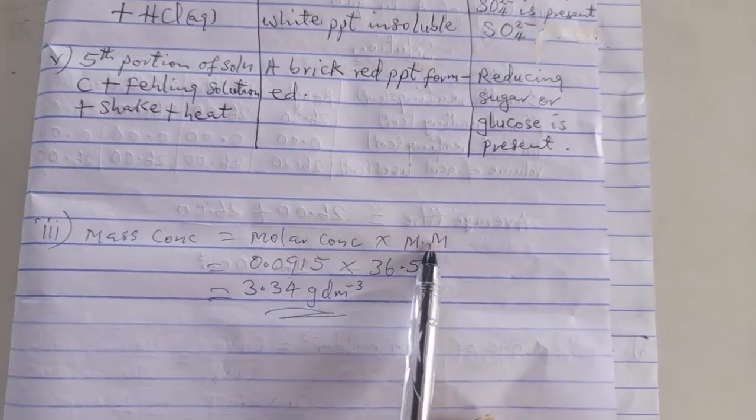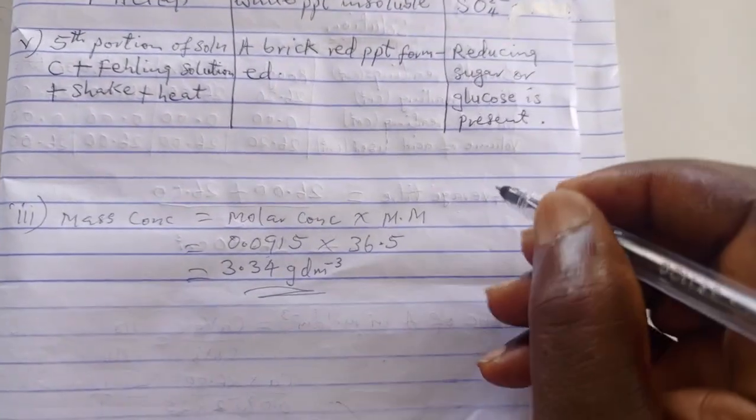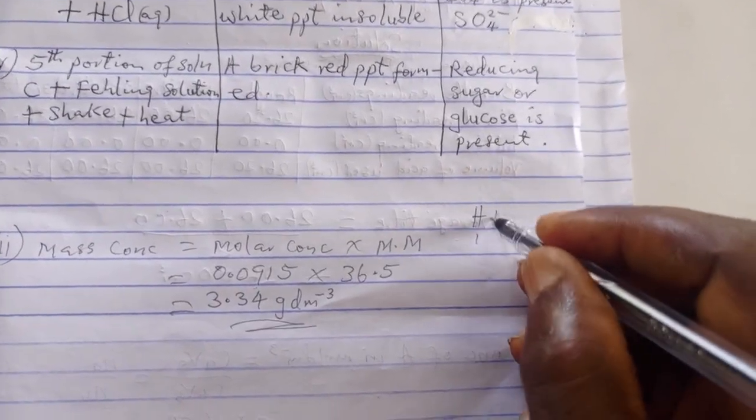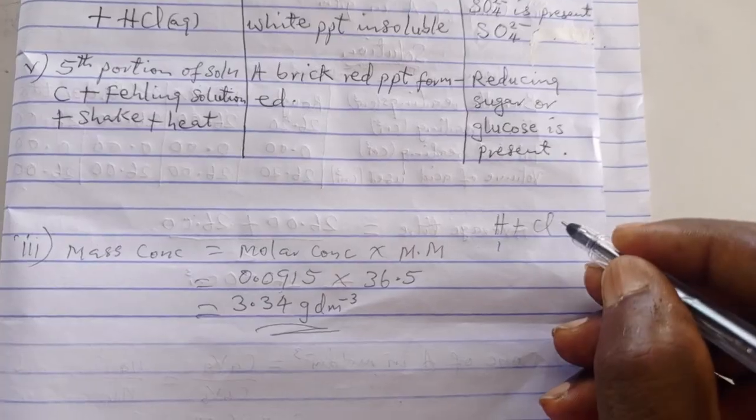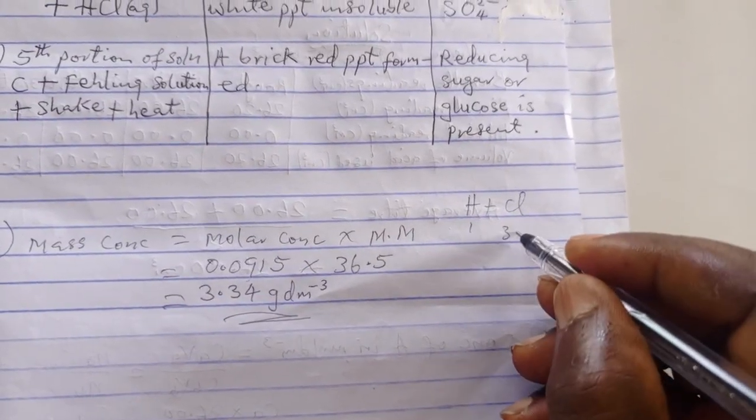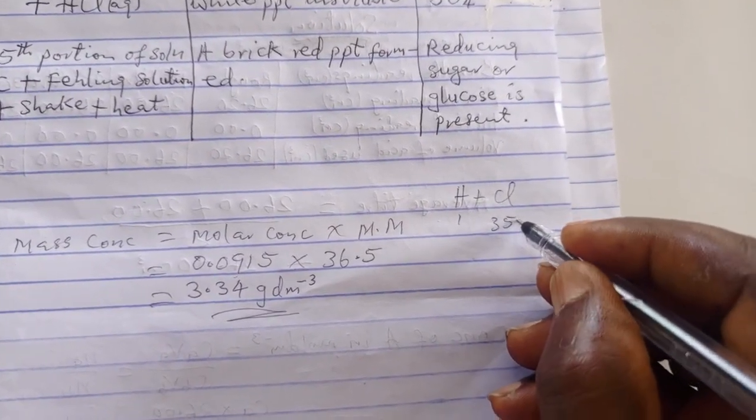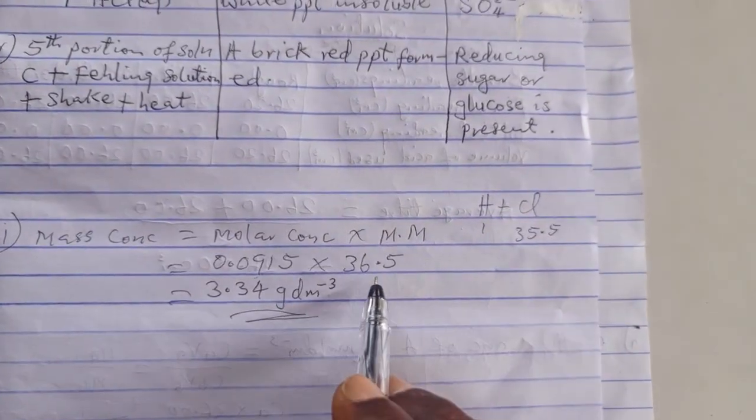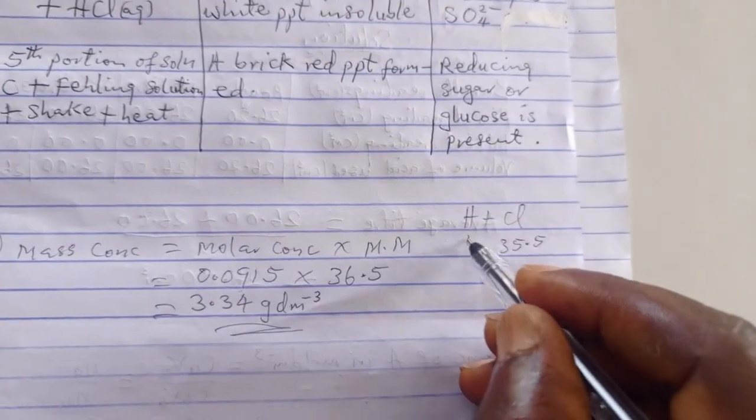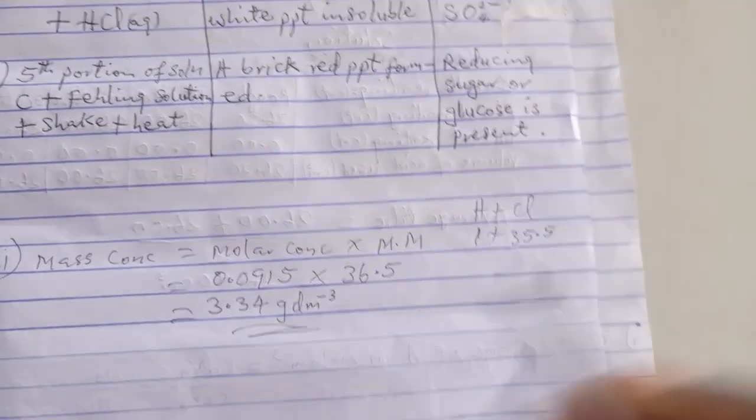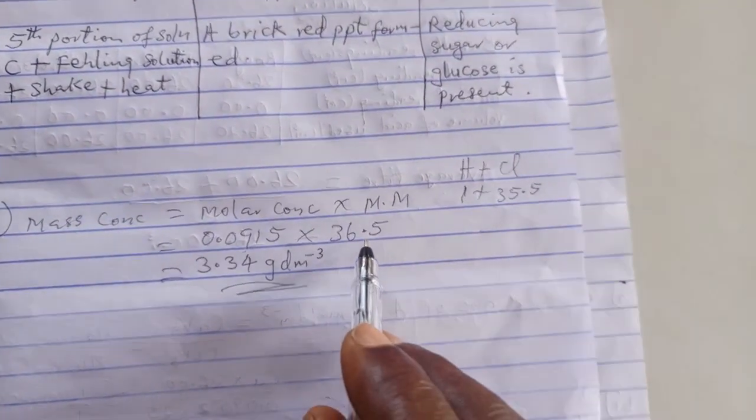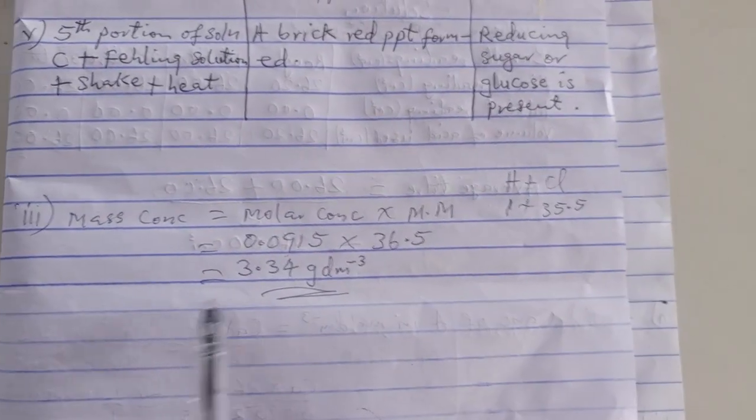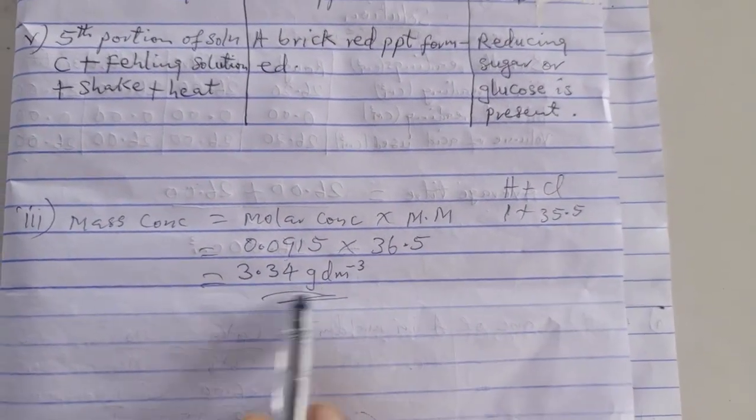Molar mass of acid, H is 1, plus Cl, which is what? 35.5. So when you add these two, you have 36.5 here. So that's 1 plus this. You have this. That's the molar mass of it. Multiply with the molar concentration of it. You have mass concentration. This is the value.